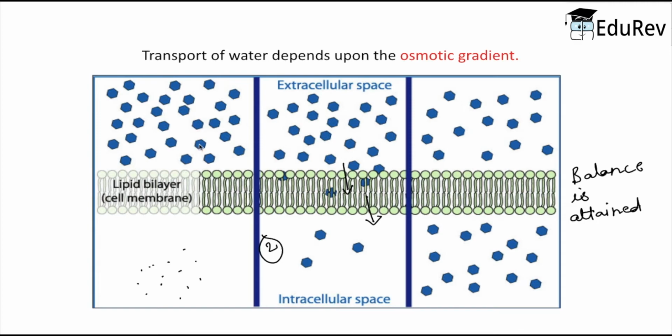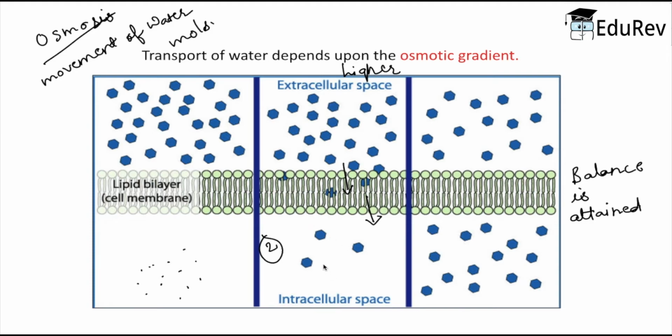And if we talk about the osmotic gradient, this is the gradient where you see that on one side, the amount of water molecules is more as compared to the other side. So here we will say that osmosis is the movement of water molecules. Understand that osmosis only means the movement of water molecules from their higher concentration to their lower concentration.